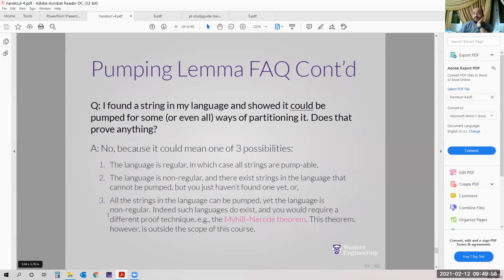Another question that a student may ask: I found a string in my language and showed it could be pumped for some or even all ways of partitioning it. Does that prove anything? No, because it could mean one of 3 possibilities. The language is regular, in which case all strings are pumpable, or the language is not regular but you just haven't found a string that cannot be pumped yet, or all strings in the language can be pumped, yet the language is not regular.